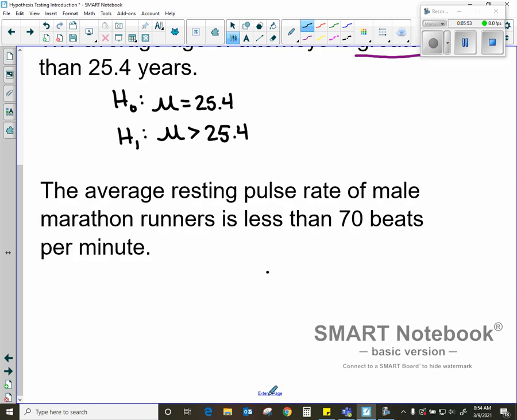On the third one, if we want to talk about the average resting pulse rate of male marathon runners, we are checking to see whether or not we feel like it's less than 70 beats per minute. Our null hypothesis is that mu is equal to 70. Okay. Our alternative, since it says less than, will be that mu is less than 70 beats per minute.